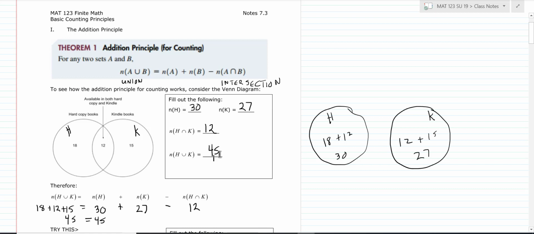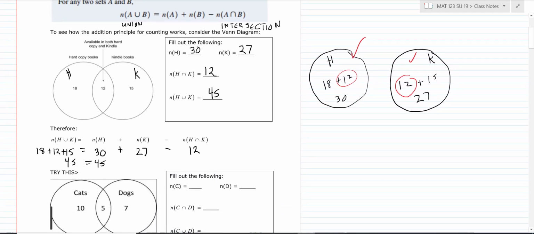Now the question is, why does this formula work? One thing you want to understand is we've really counted that 12 twice. When we do the 30 and 27, we've counted the 12 twice, so we have to subtract it so that we're not counting it twice. Okay, I hope that makes sense to you. That thing gets counted twice, so that's the reason that we subtract the intersection.